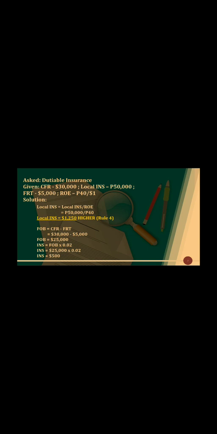So FOB, to get the FOB, we need to subtract freight from CFR. So $30,000 minus $5,000 is equal to $25,000. Insurance is equal to FOB times 2%. So $25,000 times 2% is equal to $500. Whichever is higher of the two, we go with the local insurance because it is $1,250. So it's higher, and this is under rule number 4.